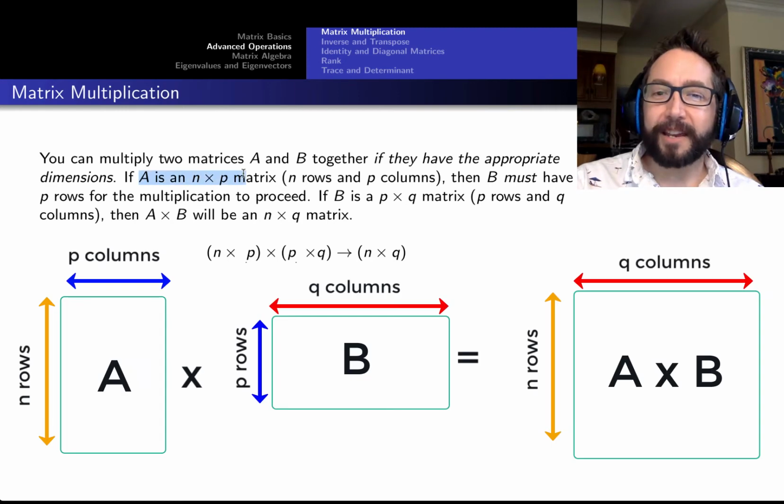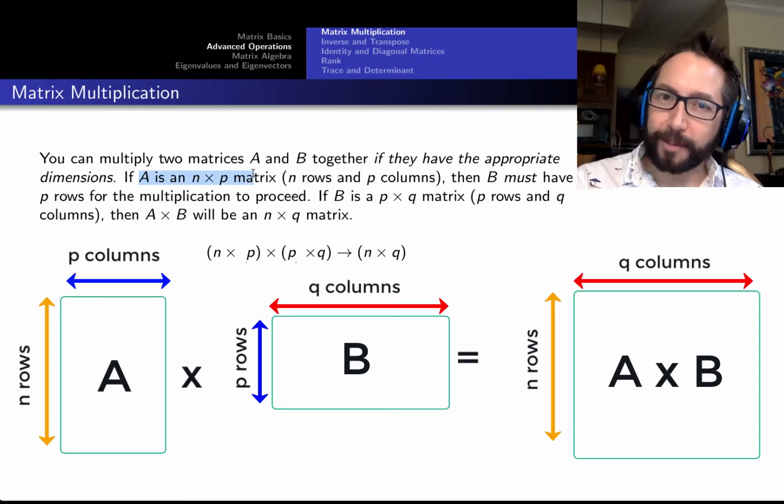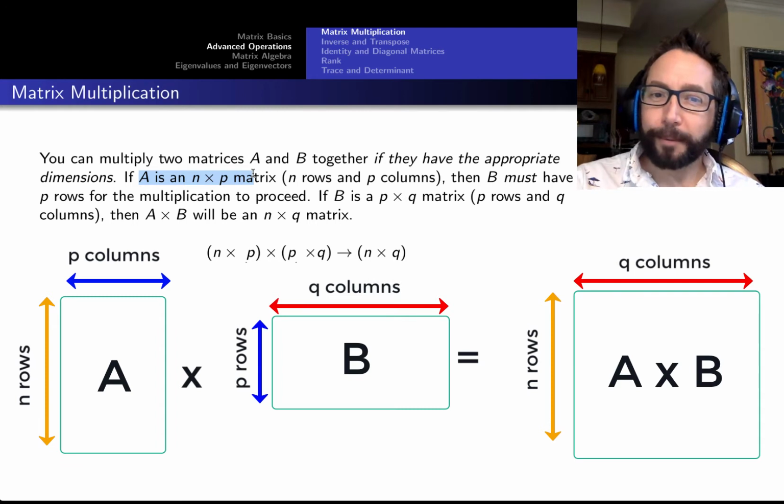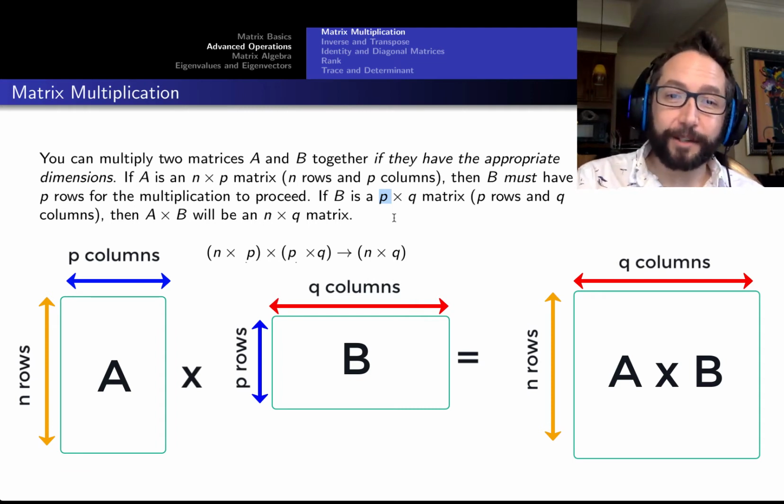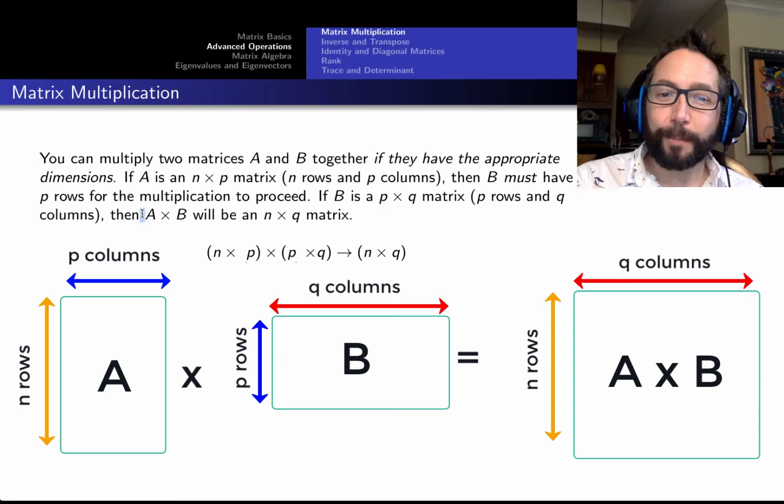So if A is an n by p matrix, n rows and p columns, and we want to multiply B to that matrix, let's say B is a matrix that has a certain dimensionality, then we have to ensure that the number of columns in A matches up with the number of rows in B. So the number of columns in B is irrelevant, the number of rows in A is irrelevant. We just need to make sure that when we're multiplying two matrices together, the number of columns of that first matrix is equal to the number of rows in that second matrix.